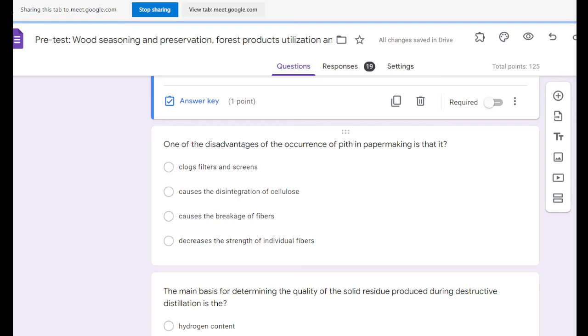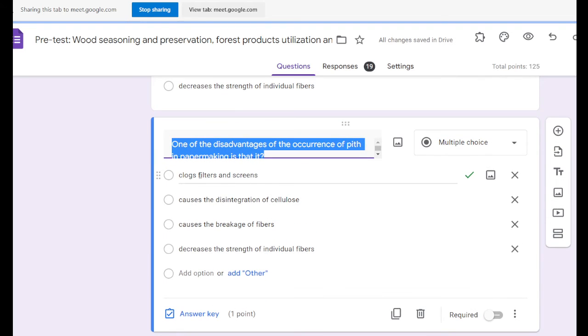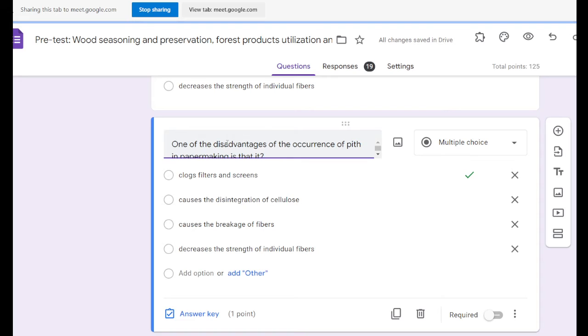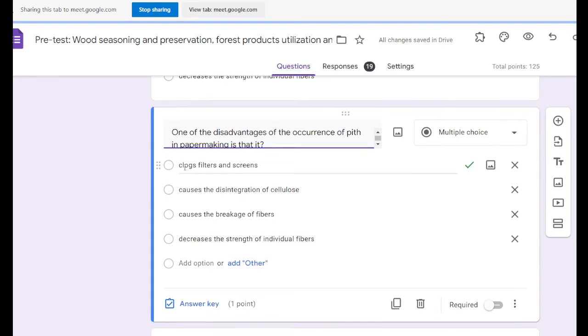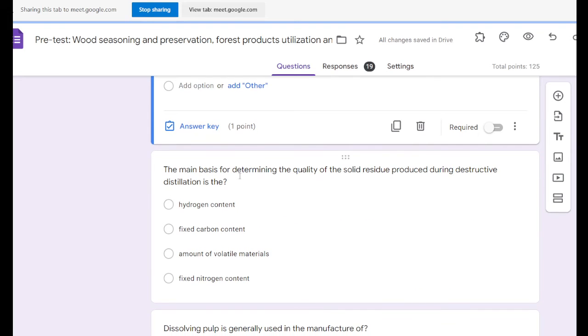One of the disadvantages of the occurrence of pith in paper making is that it clogs filters and screens. Okay, mao na ang epekto sa kining pith na ma-trap in the paper making process. Clogs filters and screens.